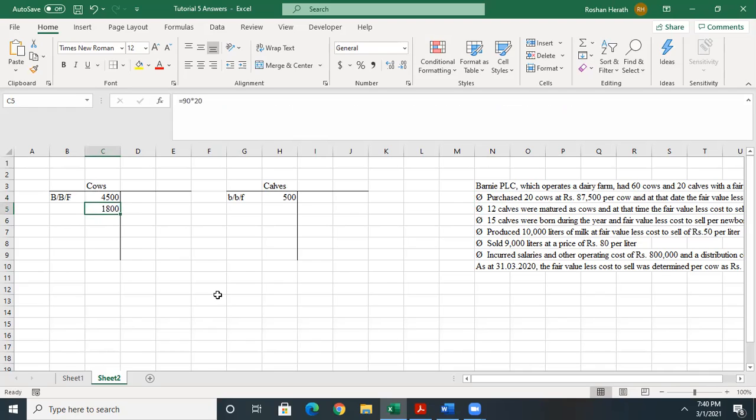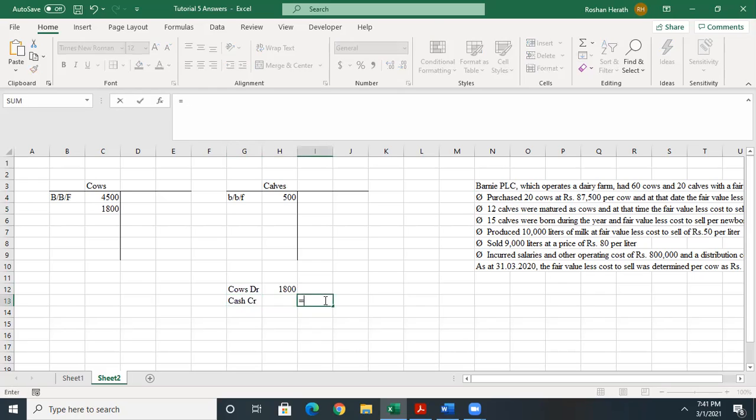But here, the most important thing is the recognition of the gain or loss. If I provide the double entry here, you can see that the cows are getting debited. How much? That was 90 into 20. But you have paid something, isn't it? It's not for free. You had to pay 87.5 thousand for 20 cows. So you had to pay 1,750. Therefore, out of this recognition, what was the gain?